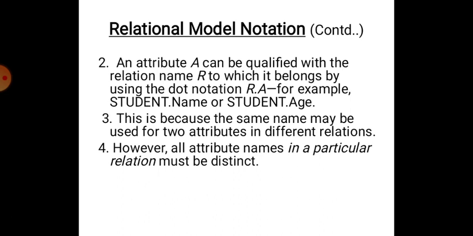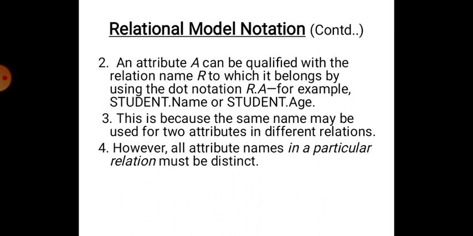Point number 2. An attribute A can be qualified with the relation name R to which it belongs by using dot notation. Students, you are very familiar with the dot notation. You have studied this in C++, or you have studied this in maths also. So R.A, for example, student is the name of the relation, so it is R here, and dot, and Name. Name is an attribute. So STUDENT.Name or STUDENT.Age. So this is how we can say that age and name attributes belong to student.